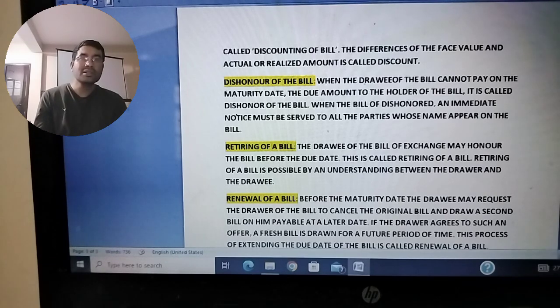So today we have discussed what is meant by the bill, the maturity date, and the days of grace, honor of the bill, retiring of the bill, renewal of the bill.